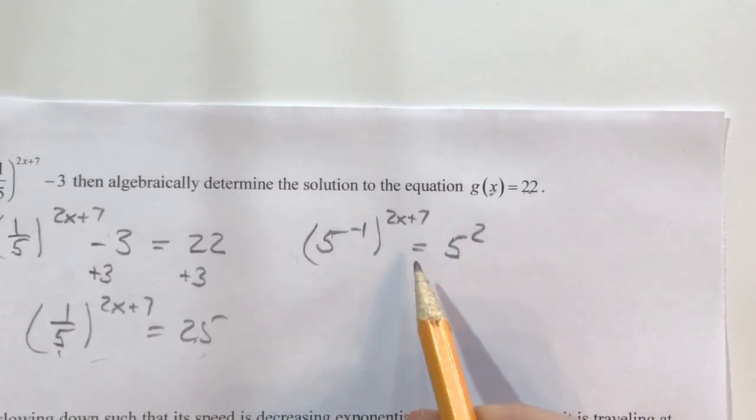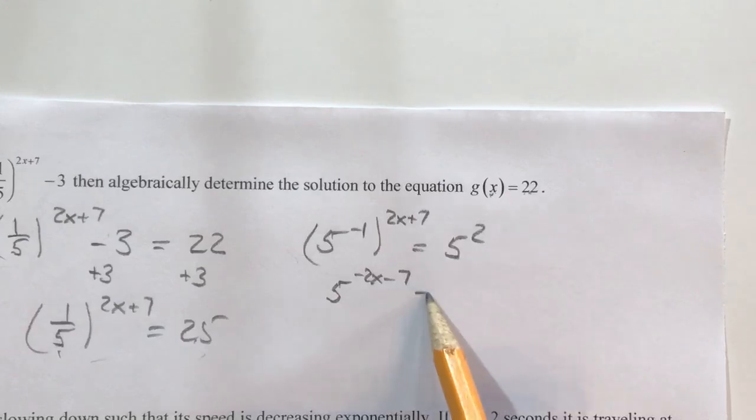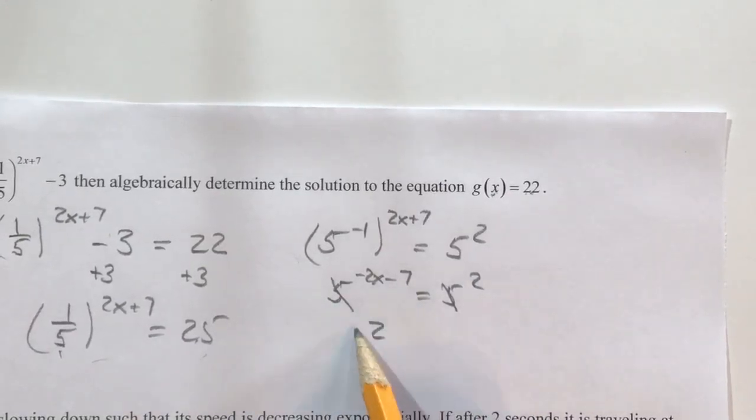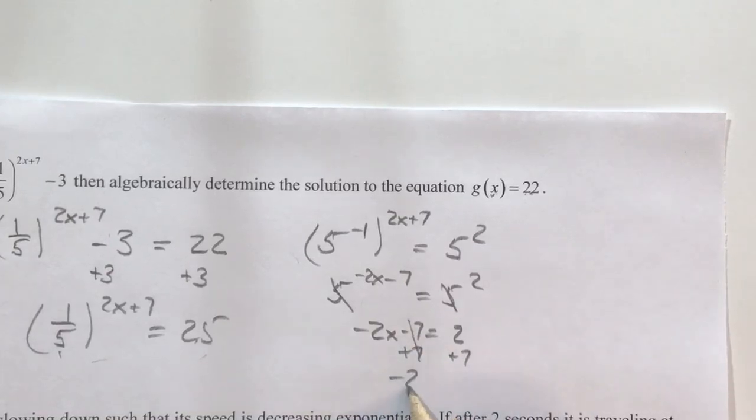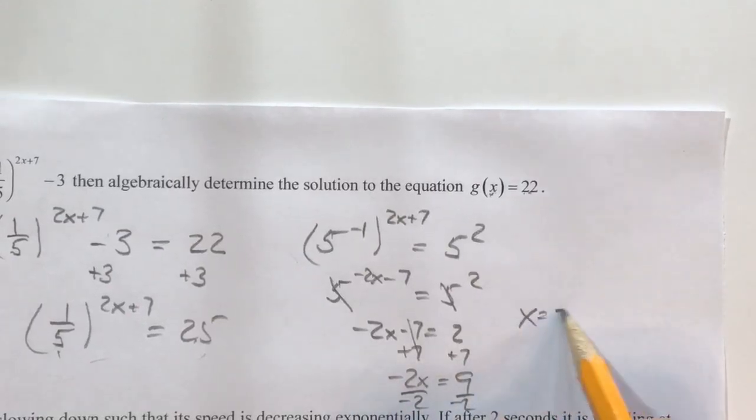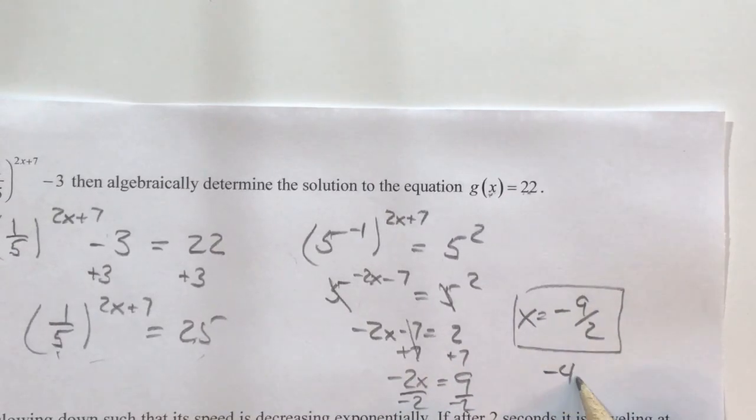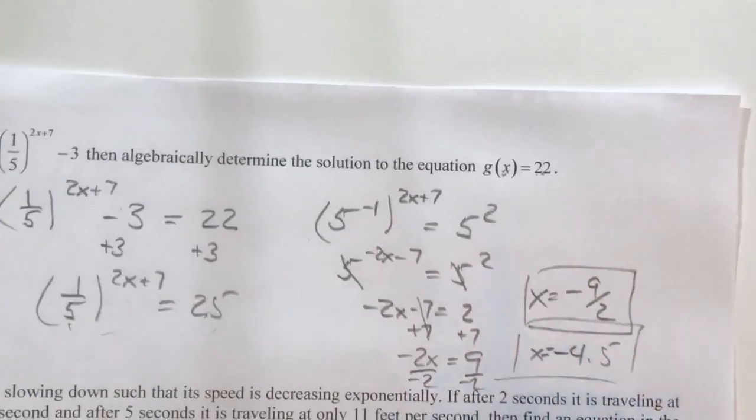Method of common bases. Distribute 5 to the negative 2x minus 7 equals 5 to the second. Drop these 5s now. Solve for x. Add 7, and then divide by negative 2. So x equals negative 9/2, or if you want to put negative 4.5, either one. I like the fraction.